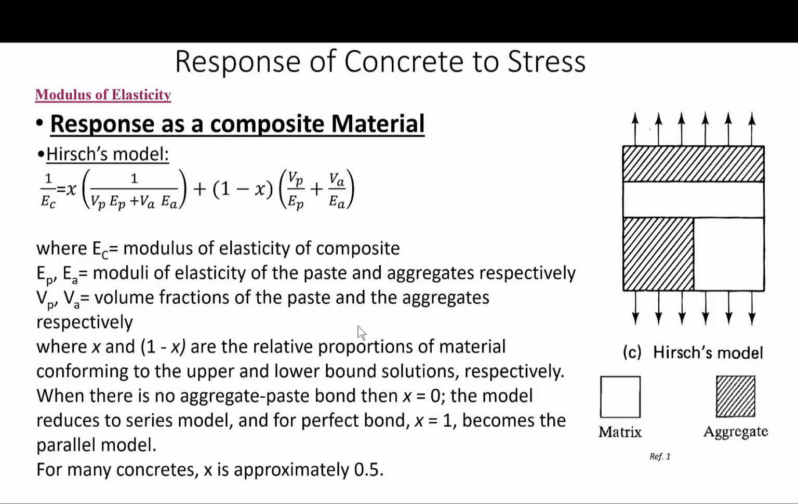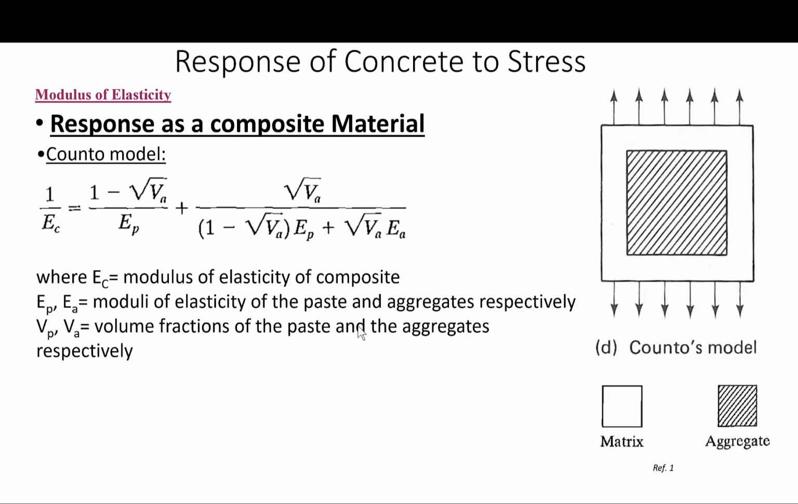Okay. And again, every model presents some challenges. So there's still another model, as shown in this figure, which is the Counto model, and which is basically expressed in this equation. Where E sub C is the modulus of elasticity of concrete, E sub P and E sub A are for paste and aggregates respectively, and these are the volume portions. Okay, so this is another model proposed by Counto.